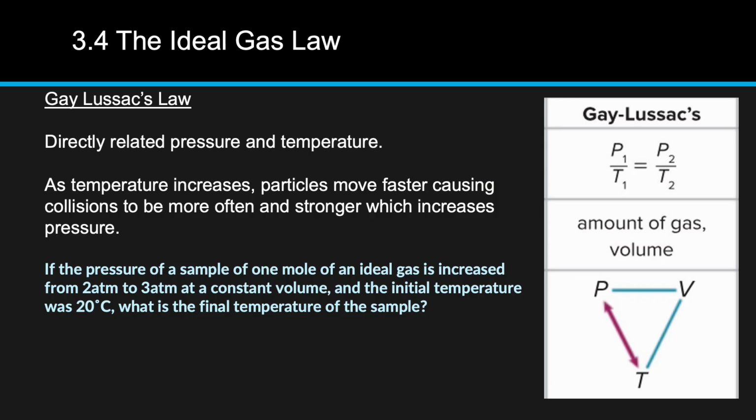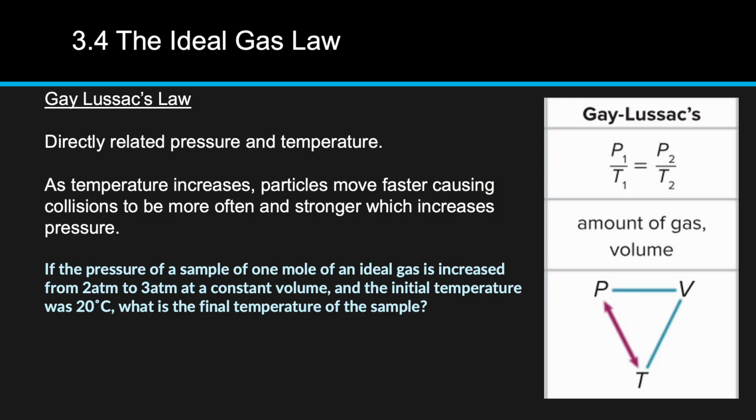For example, if the pressure of a sample of 1 mole of an ideal gas is increased from 2 atmospheres to 3 atmospheres at a constant volume, and the initial temperature was 20 degrees Celsius, what is the final temperature of the sample? Now again, it's not telling us the actual unit to answer in. We can assume if it's AP Chemistry, it will accept Kelvin. However, if it gave us Celsius, we're going to also answer in Celsius.